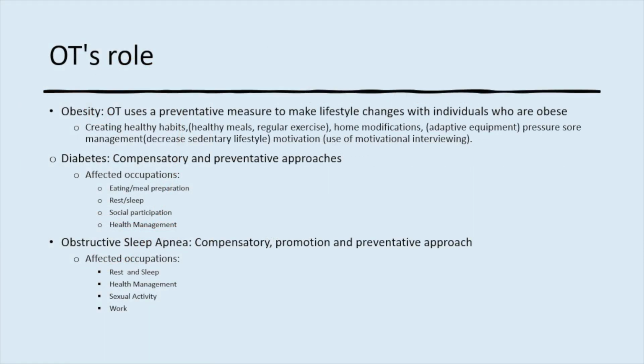So now that we know how these conditions affect the heart, let's talk a little bit more about how OTs can help treat patients who are experiencing the cardiac triad. As far as obesity, OTs can use a preventative approach to make lifestyle changes with individuals. This may include creating healthy habits such as making healthy meals and encouraging regular exercise, encouraging home modifications such as using adaptive equipment, looking at pressure sore management and doing so by decreasing sedentary lifestyles, and looking at the patient's motivation, and this will include using motivational interviewing.